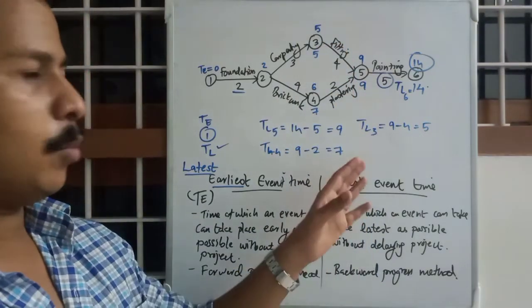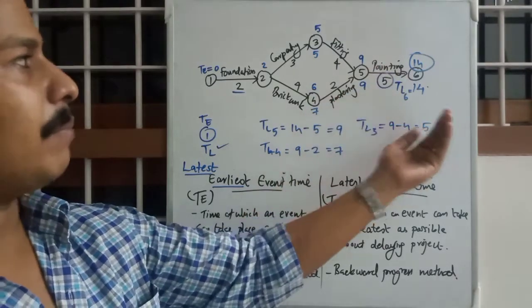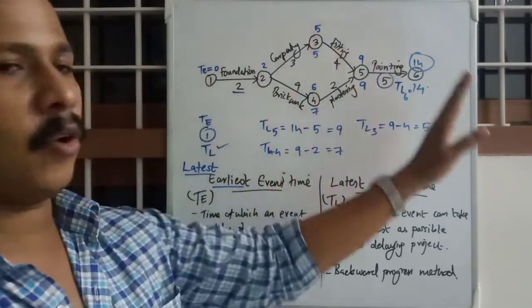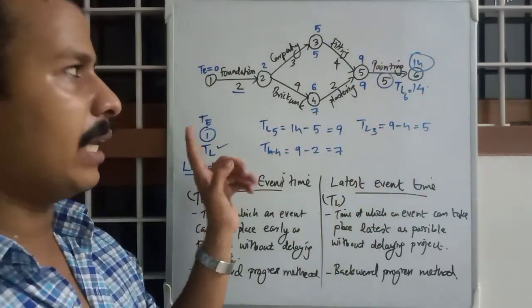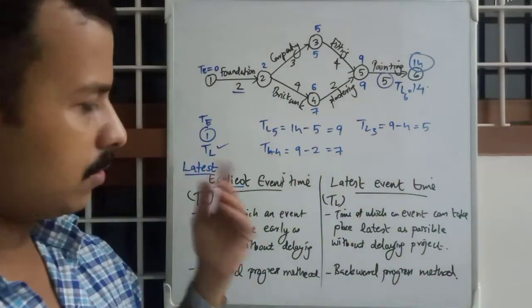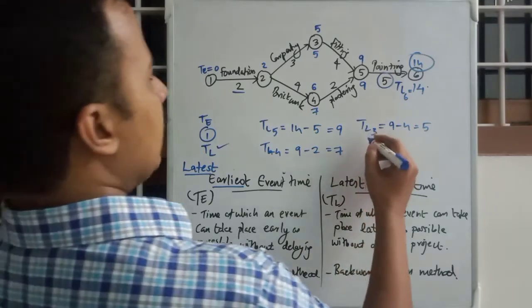I hope I am not losing you. We are just subtracting backwards, similar to how we added forward for TE. For TE we added forward. For TL we are subtracting backwards. That's why it is called the backward pass method.